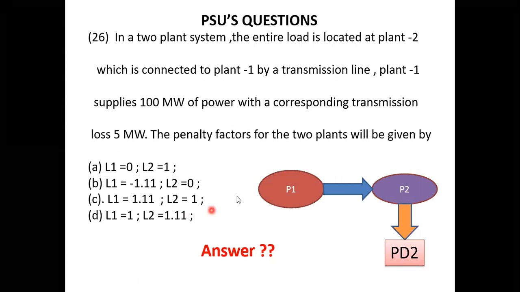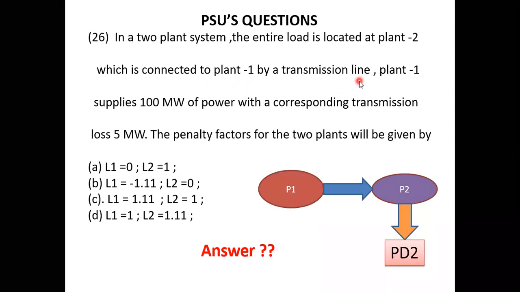Now let's try to understand this problem. In a two-plant system, the entire load is located at plant 2, which is connected to plant 1 by a transmission line. Plant 1 supplies 100 megawatt of power with a corresponding transmission loss of 5 megawatts. Then, what are the values of penalty factors for power plant 1 and power plant 2? So this is the corresponding diagram which represents your given question.